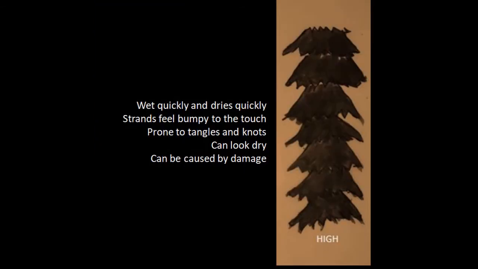The opposite of that is high porosity hair, which is a very loosely formed cuticle. Its characteristics are it wets quickly and dries quickly. The strands feel bumpy to the touch and it's prone to tangles and knots. It can look dry and it's usually caused by damage.